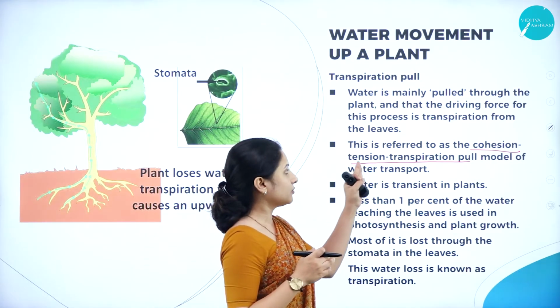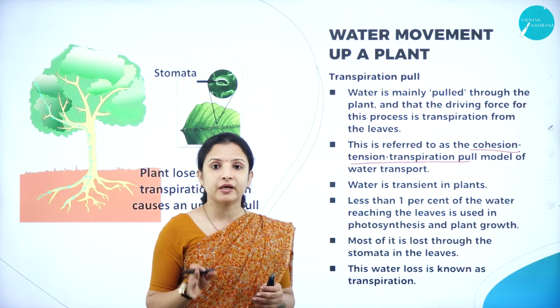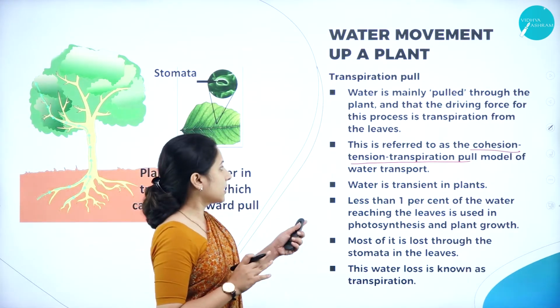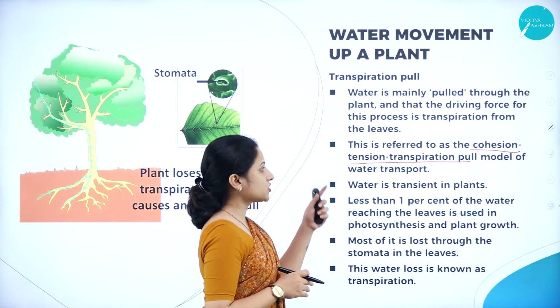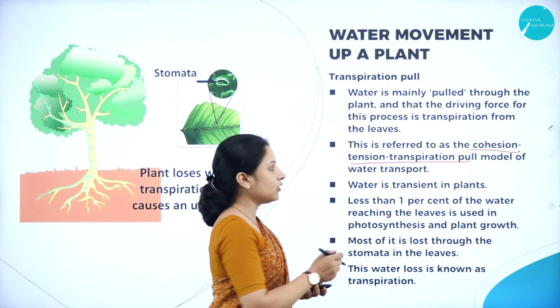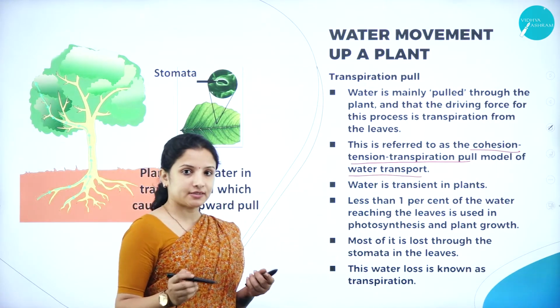So that is nothing but created by this transpiration pull, which was not possible by the root pressure. Therefore, it is referred to as the cohesion, tension, transpiration pull model of water transport. So, water is transient in plants.